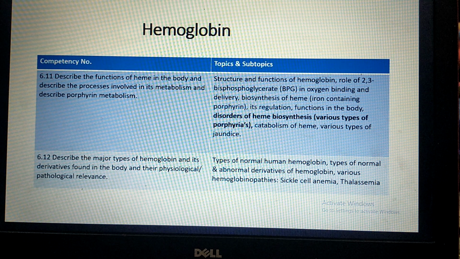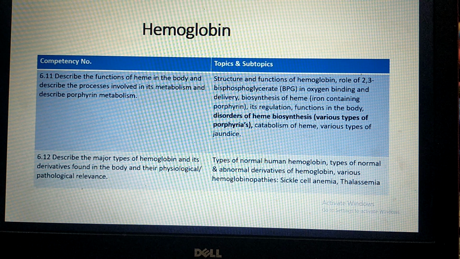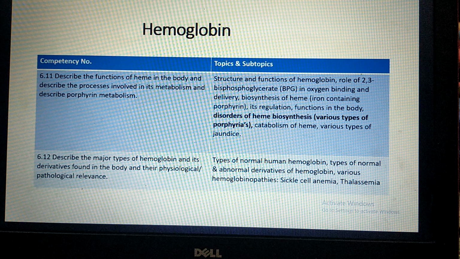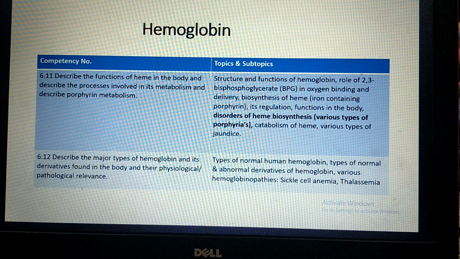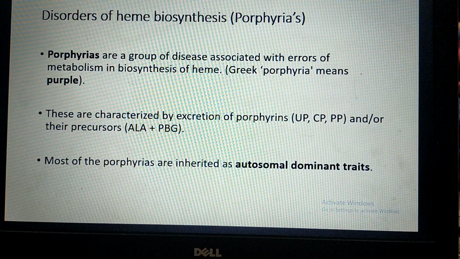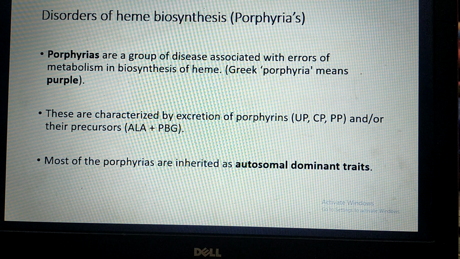Good morning, students. Today's topic of discussion is competency number 6.11 and the subtopic is disorders of heme biosynthesis. They are also called porphyrias. The word porphyria is derived from porphyrins, which are the intermediate compounds synthesized during the heme synthesis pathway. So porphyrias may be defined as a group of diseases associated with errors of metabolism in the biosynthesis of heme.